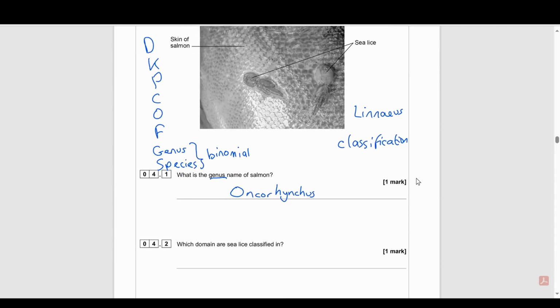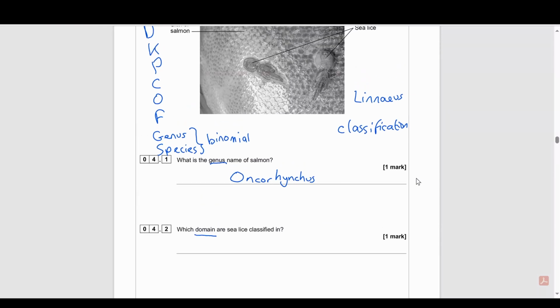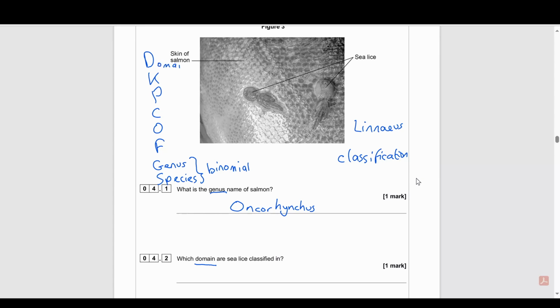4.2. Which domain are sea lice classified in? So our domain from our mnemonic now will be D. So it'll be the highest level. So we would expect many organisms to fall within a domain. But our examples of domains are only 3. And this is based on Carl Woese's classification system.